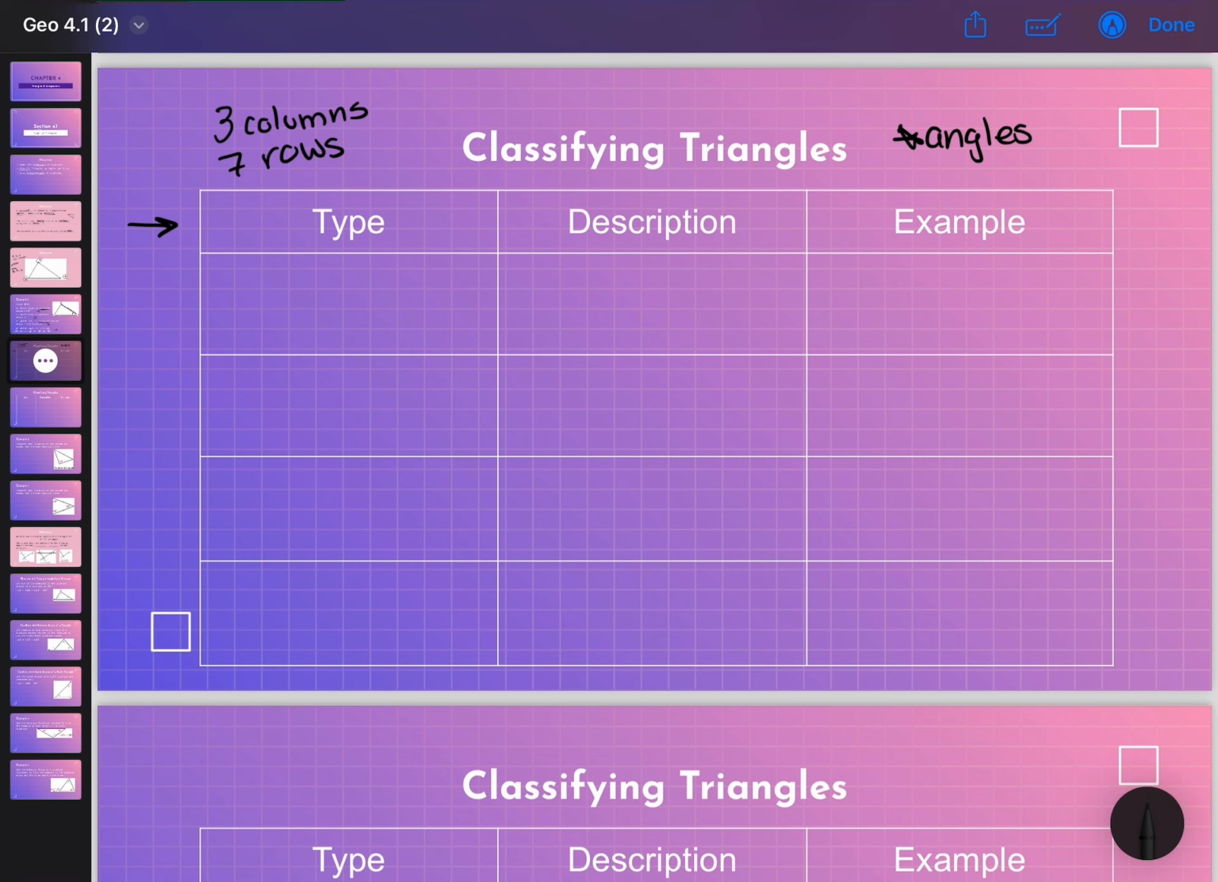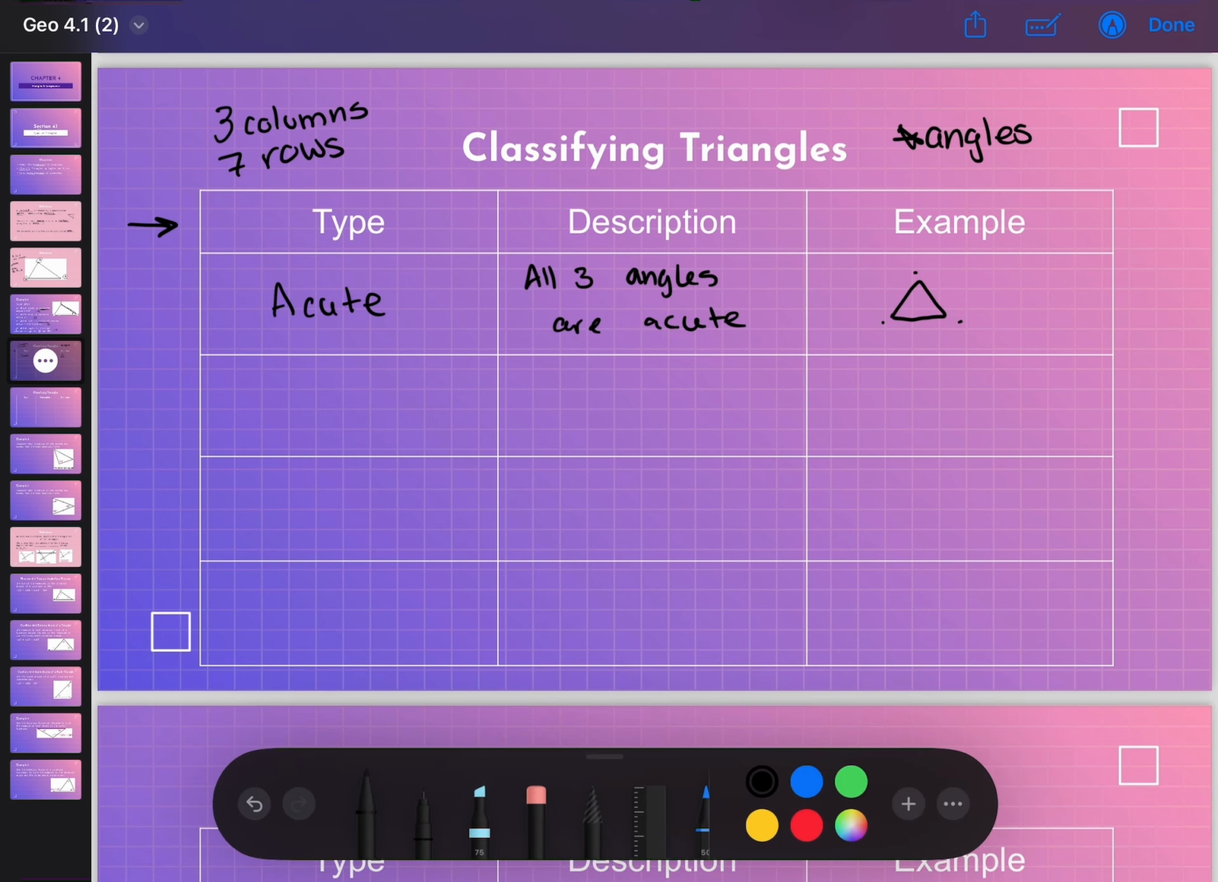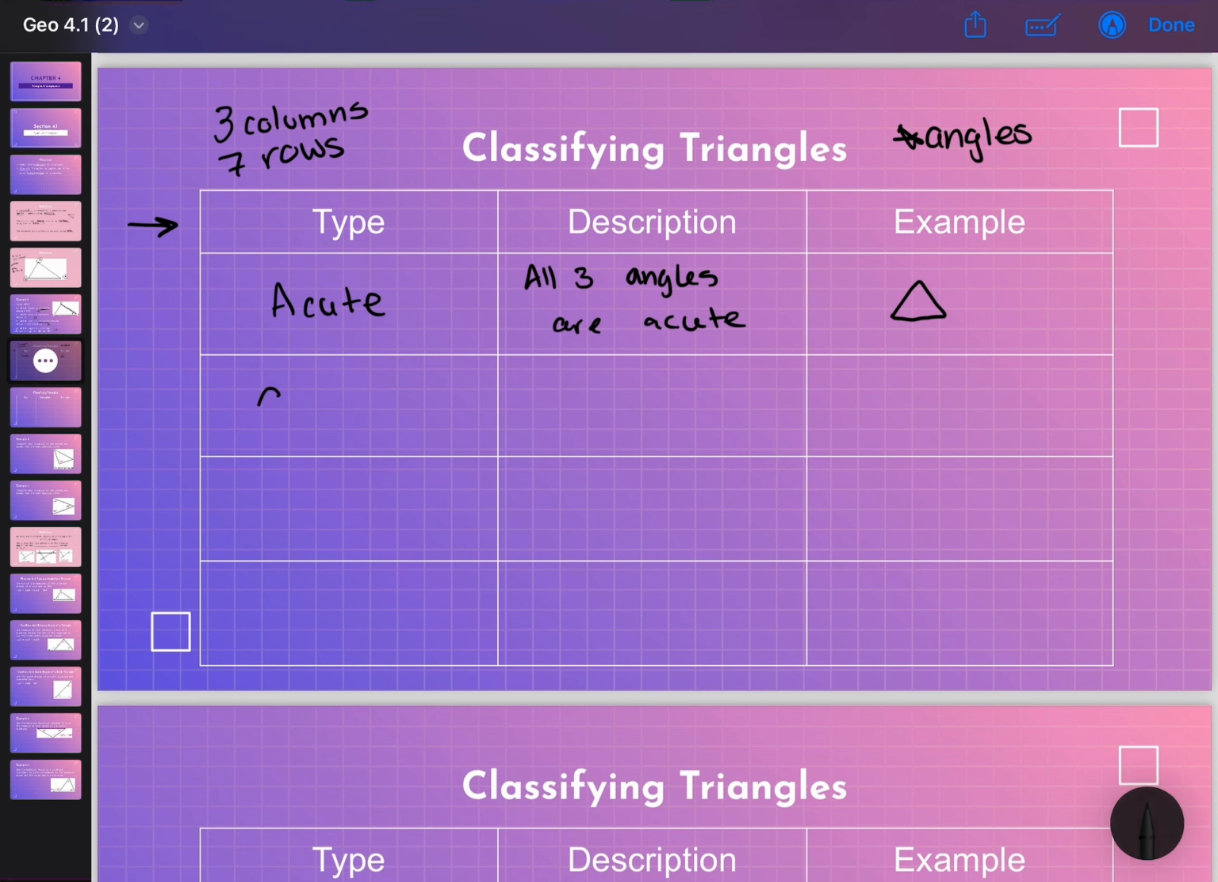And you guys know some of these already. So by angles, I could have an acute triangle where all 3 angles are acute. And we dealt with acute earlier on. Acute just means less than 90 degrees, right? So here is an example of an acute triangle where all 3 of those angles are less than 90 degrees, right?